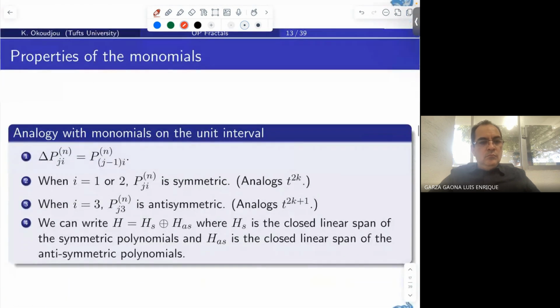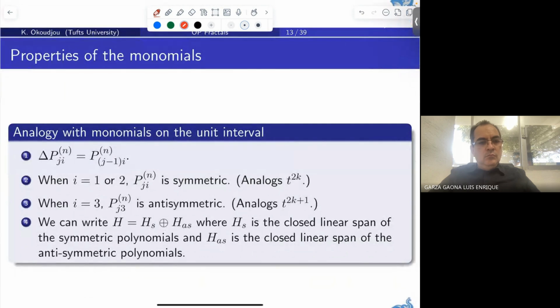A few things about this. If you take the Laplacian of one of these monomials, you get exactly the monomial of one degree less, right? So the Laplacian will sort of kill one degree of your polynomial. That's all the Laplacian is going to do. When the parameter i, which can only take values in 1, 2, 3, is 1 or 2, then the polynomials P_ijn are going to be symmetric.